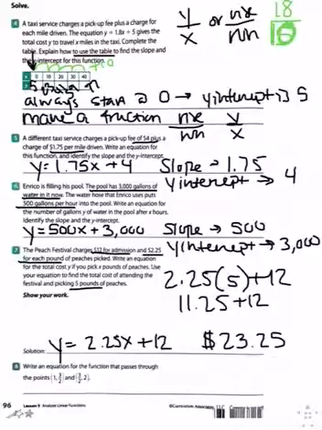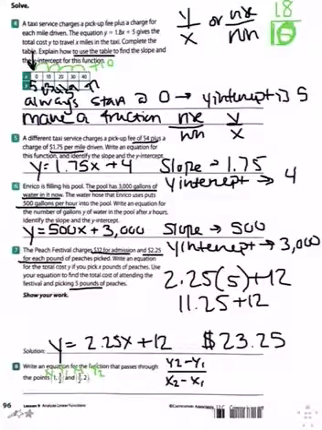And for problem number 8, it says write an equation for the function that passes through the points 1 and 3 over 2, and 3 over 2 and 2. So first we have to find the slope. To find the slope of 2 points, we have to use our slope formula and label them x1 and y1, x2 and y2. Our equation is y2 minus y1 over x2 minus x1.